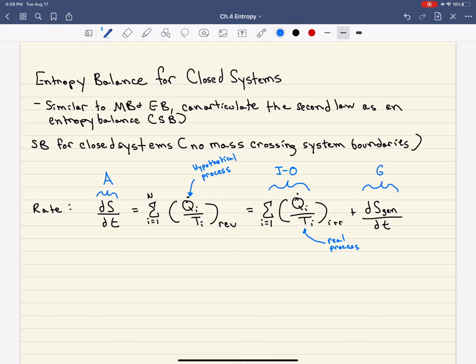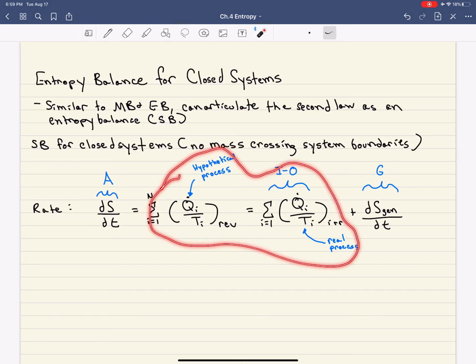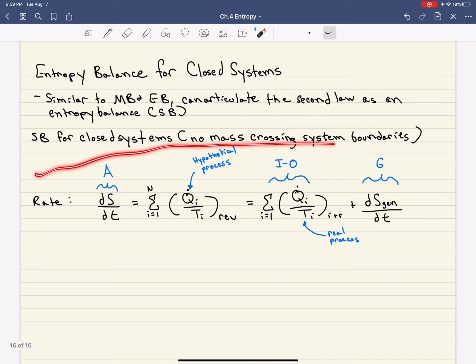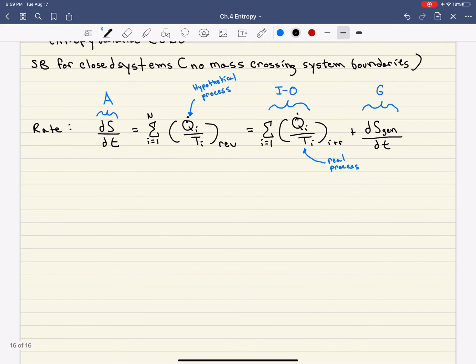And so the entropy balance is a little bit more complicated, but because we're now comparing the hypothetical process to the real irreversible process, this actually gives us a little bit more flexibility in how we could do our analysis. And we'll see that later on once we actually start working through example problems. Okay? In any case, this was the rate form of the entropy balance. We could also write the entropy balance in a difference form, where instead of dS/dt, we write a delta S.